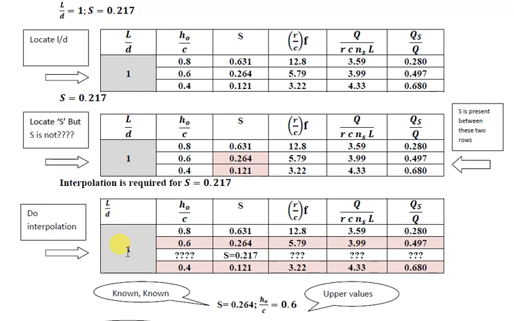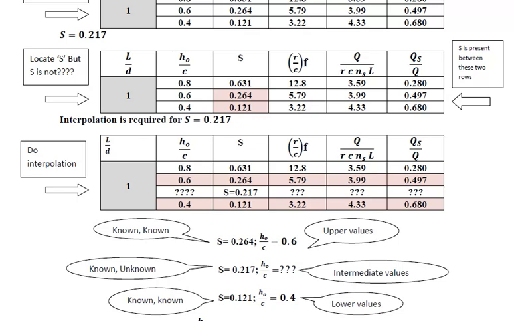Here L by D ratio is equal to 1 and you have to find the corresponding dimensionless factors, parameters by using this S value. Means indirectly we can say we have to generate the row for S is equal to 0.217. How to generate this value? By using simple linear equation.